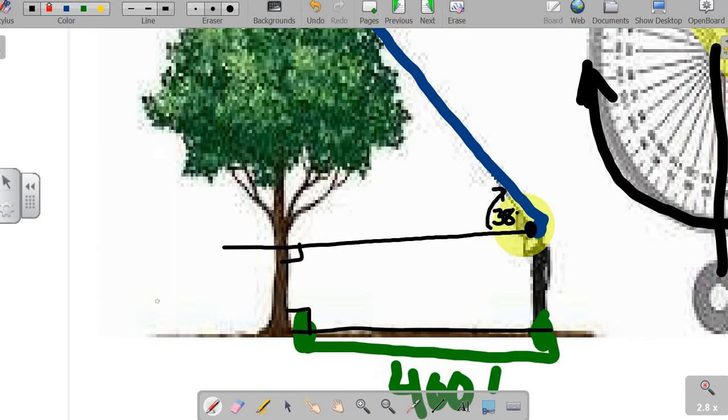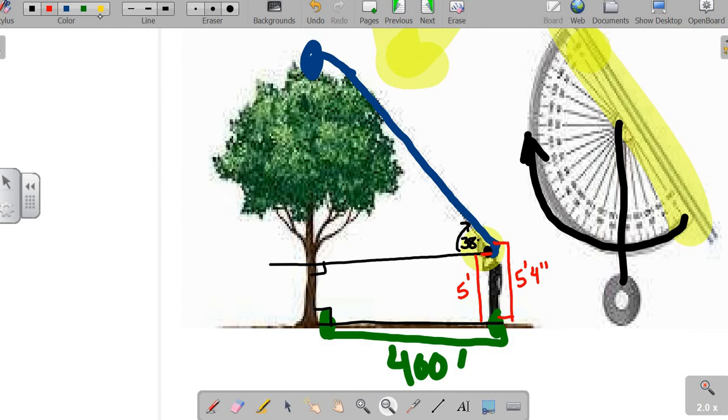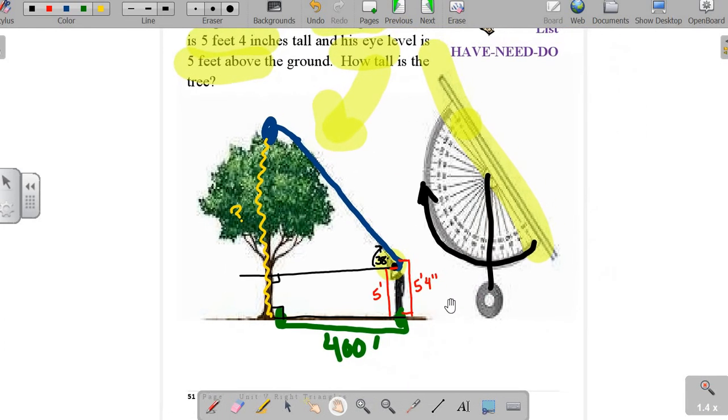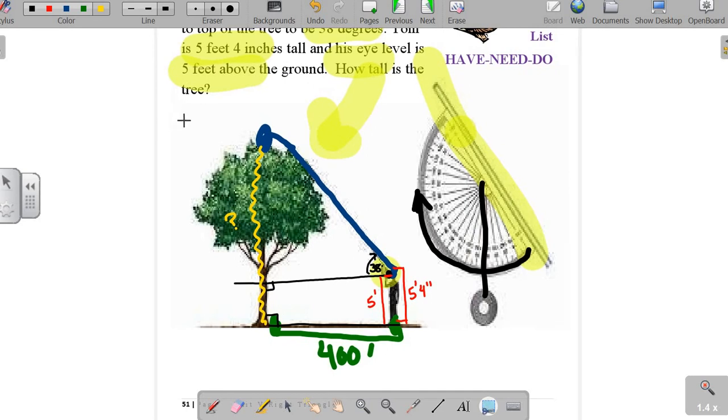Tom is 5 feet 4 inches tall, so the top of his head to the ground is 5 feet 4 inches, but at eye level, his eyes are 5 feet above the ground. The question is ultimately, how tall is the tree?